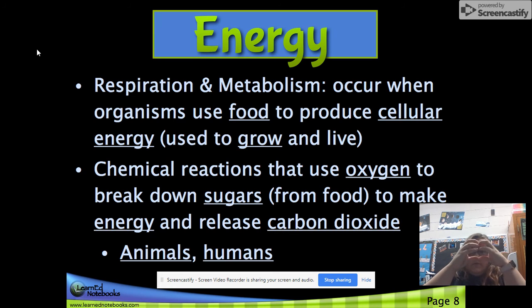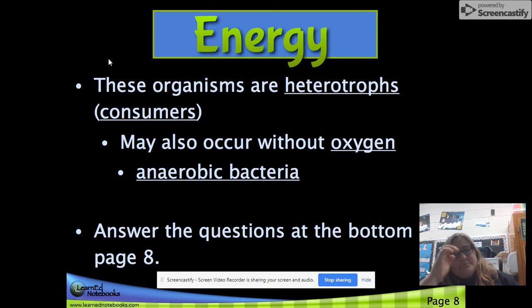So sugar then releases the energy through that chemical reaction, and it also releases that carbon dioxide in our body. That travels back through the bloodstream into our lungs to come out as we breathe. This is done by animals and humans. We're called heterotrophs, which means other food, air consumers. It may occur without oxygen. Okay, it's anaerobic. An means non, aerobic means oxygen, and then bacteria.